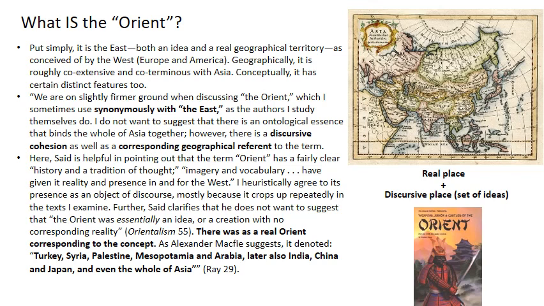Further, Said clarifies that he does not want to suggest that the Orient was essentially an idea or a creation with no corresponding reality. There was a real Orient corresponding to the concept. As Alexander McPhee suggests, it denoted Turkey, Syria, Palestine, Mesopotamia and Arabia, later also India, China and Japan, and even the whole of Asia. Alright, so that is what the Orient is. Both a discursive place and a real place.